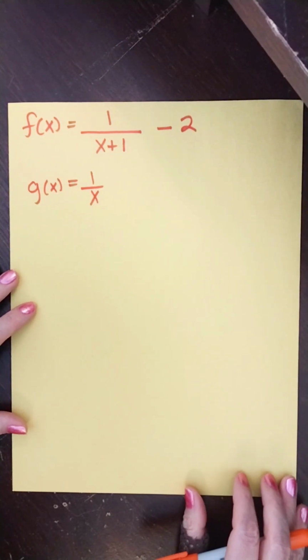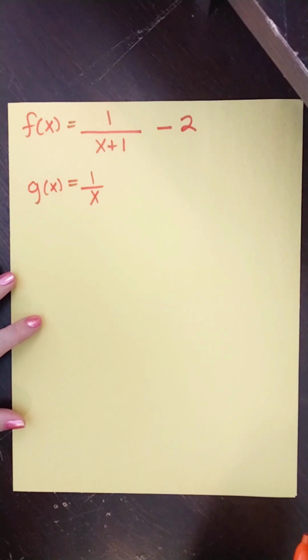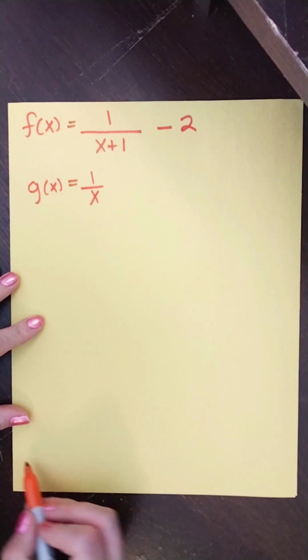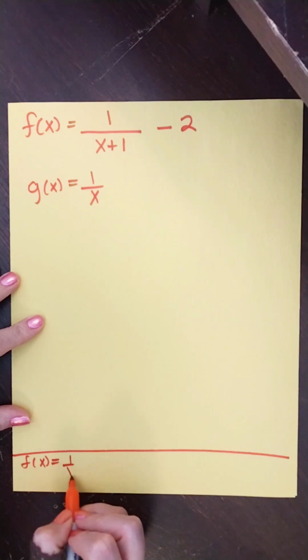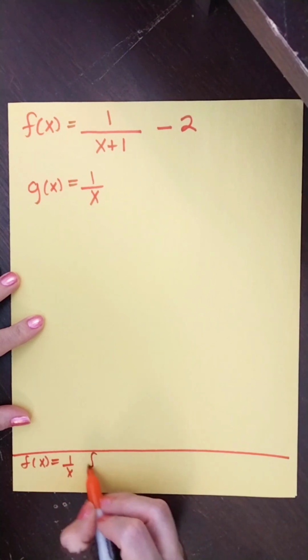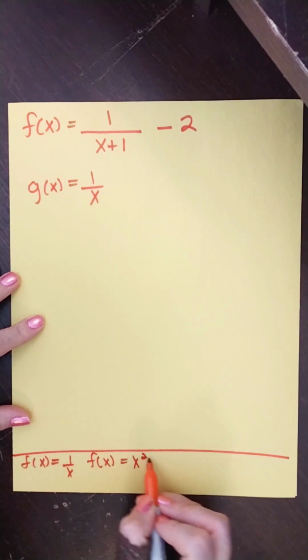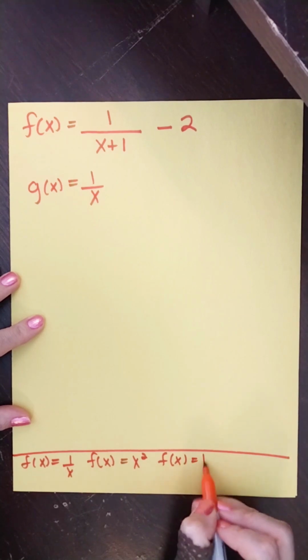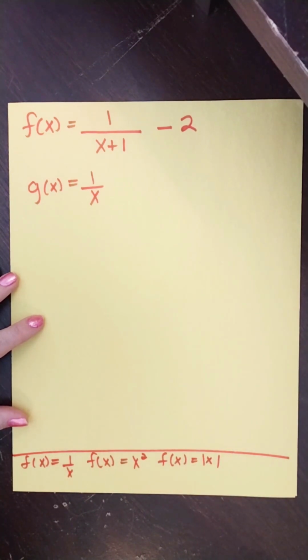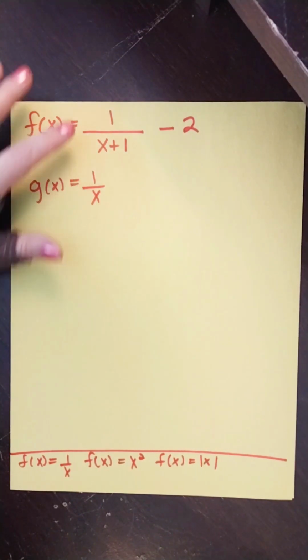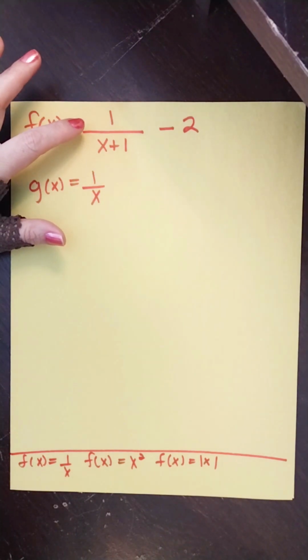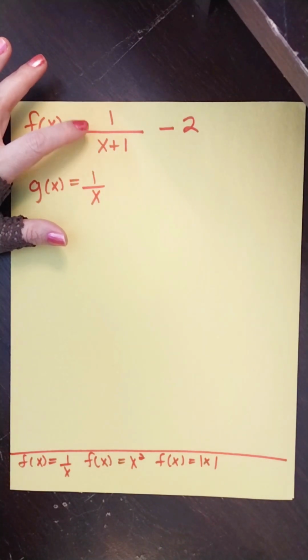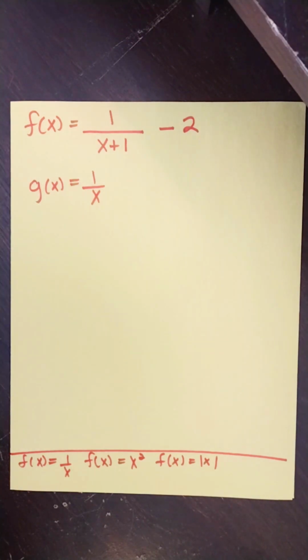So in your textbook, you have a list of the different functions that you'll be doing transformations on. For example, you have the reciprocal function, like I just listed. You have the square function, the absolute value function, and other functions. So I chose this one because it looks the most like the original. It has a fraction bar with an x in the denominator. So I know this is the one to choose.